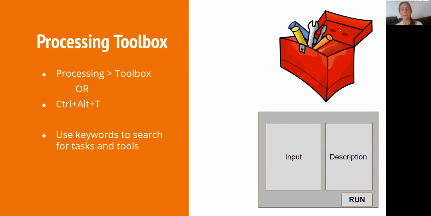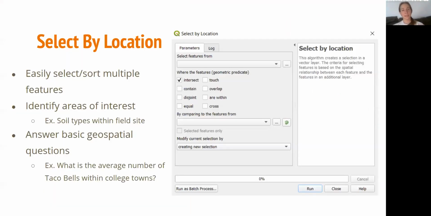So I love the descriptions. I think they're really useful. Because they're so in-depth, it makes learning new tools all the more easy and all the more possible. And then you have the run button in the bottom right-hand corner. So this is your general diagram and overview of the tools in your toolbox. With all of that being said, let's dive into our first tool.